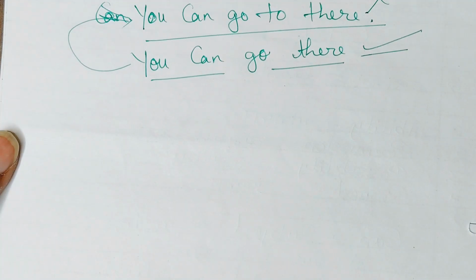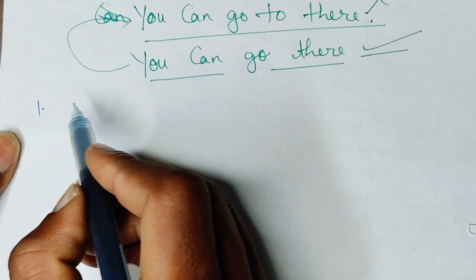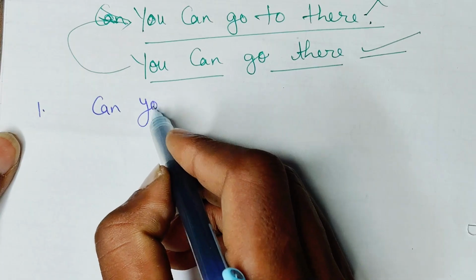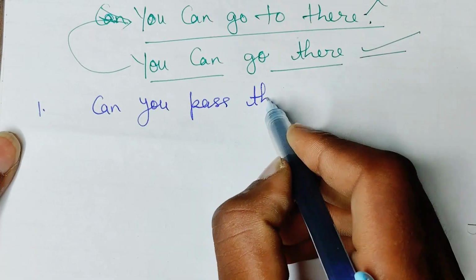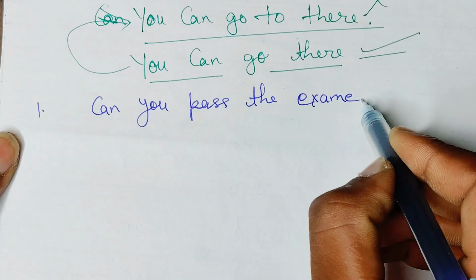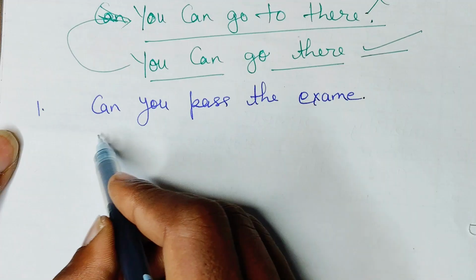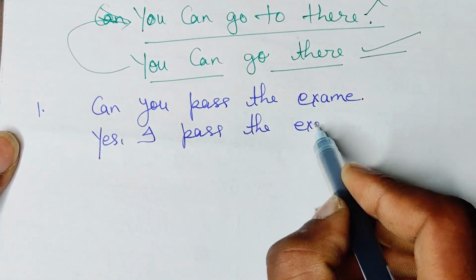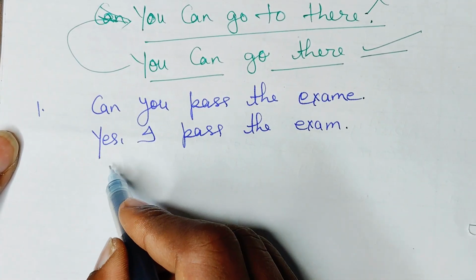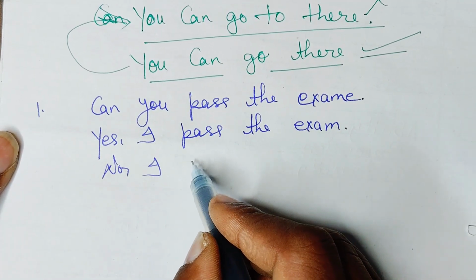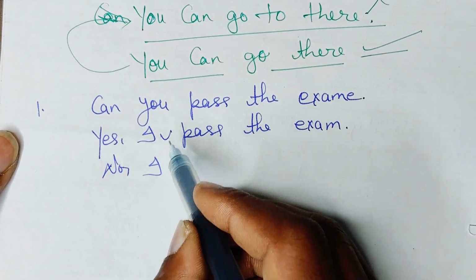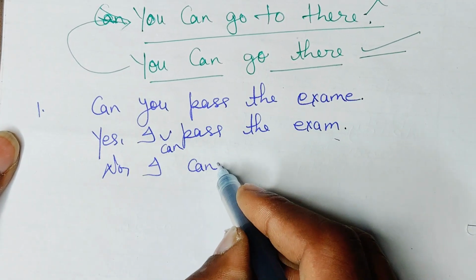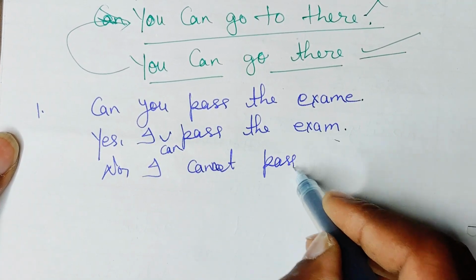So now I give you some examples. The first example is, can you pass the exam? If you can pass, then you can say, yes, I can pass the exam. If you cannot, you can say, no, I cannot. Sorry, I have to use can here. Yes, I can pass the exam. If you cannot do this work, you can say, no, I cannot pass the exam.